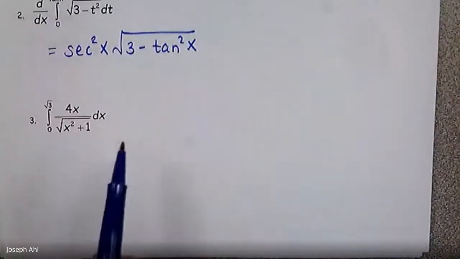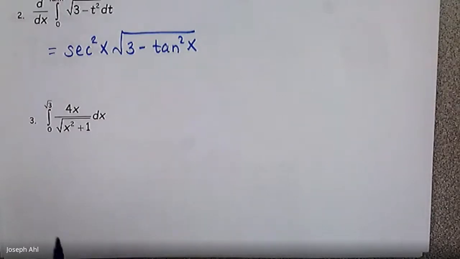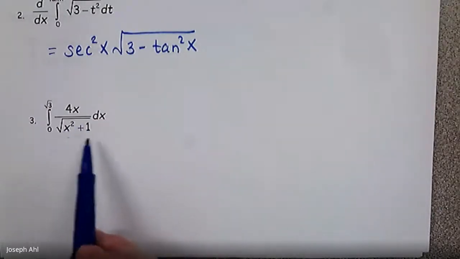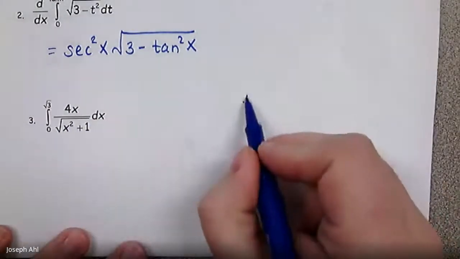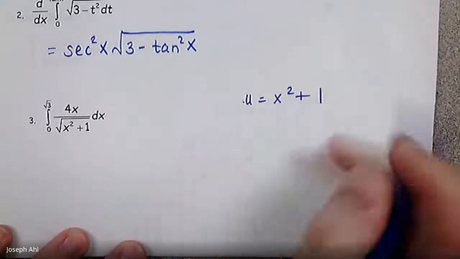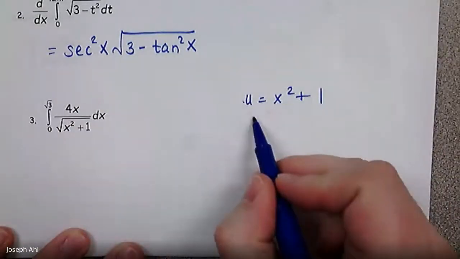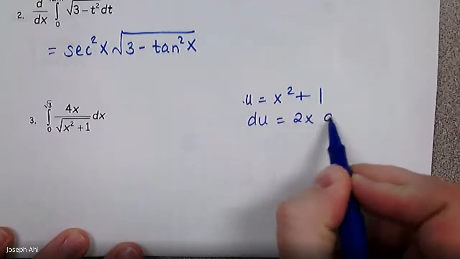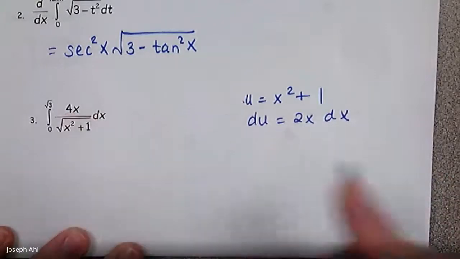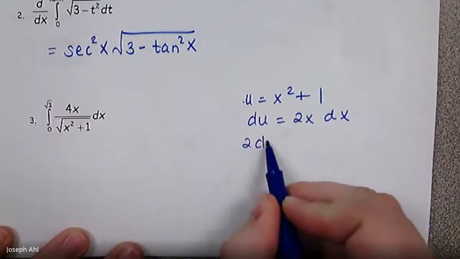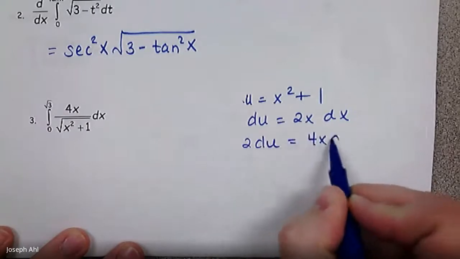If you want to integrate, this is a good example where we would want to use some u substitution. If you identify that our u should be x squared plus 1, that's a good u to choose such that our du becomes 2x dx, which is really close to what we have up in the numerator, except we would need to double the du to get 4x dx.